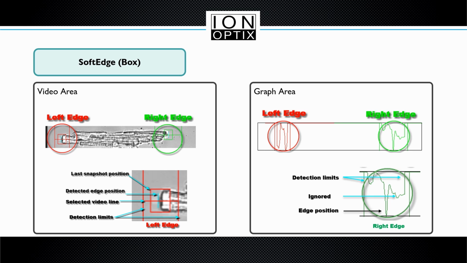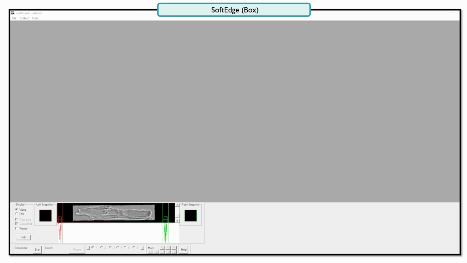When using edge box option, aim to have a single, clear, and large peak in graph area that moves. To enhance your peak, you'll need to adjust the box position in the video area. Let's proceed with another practice demonstration.